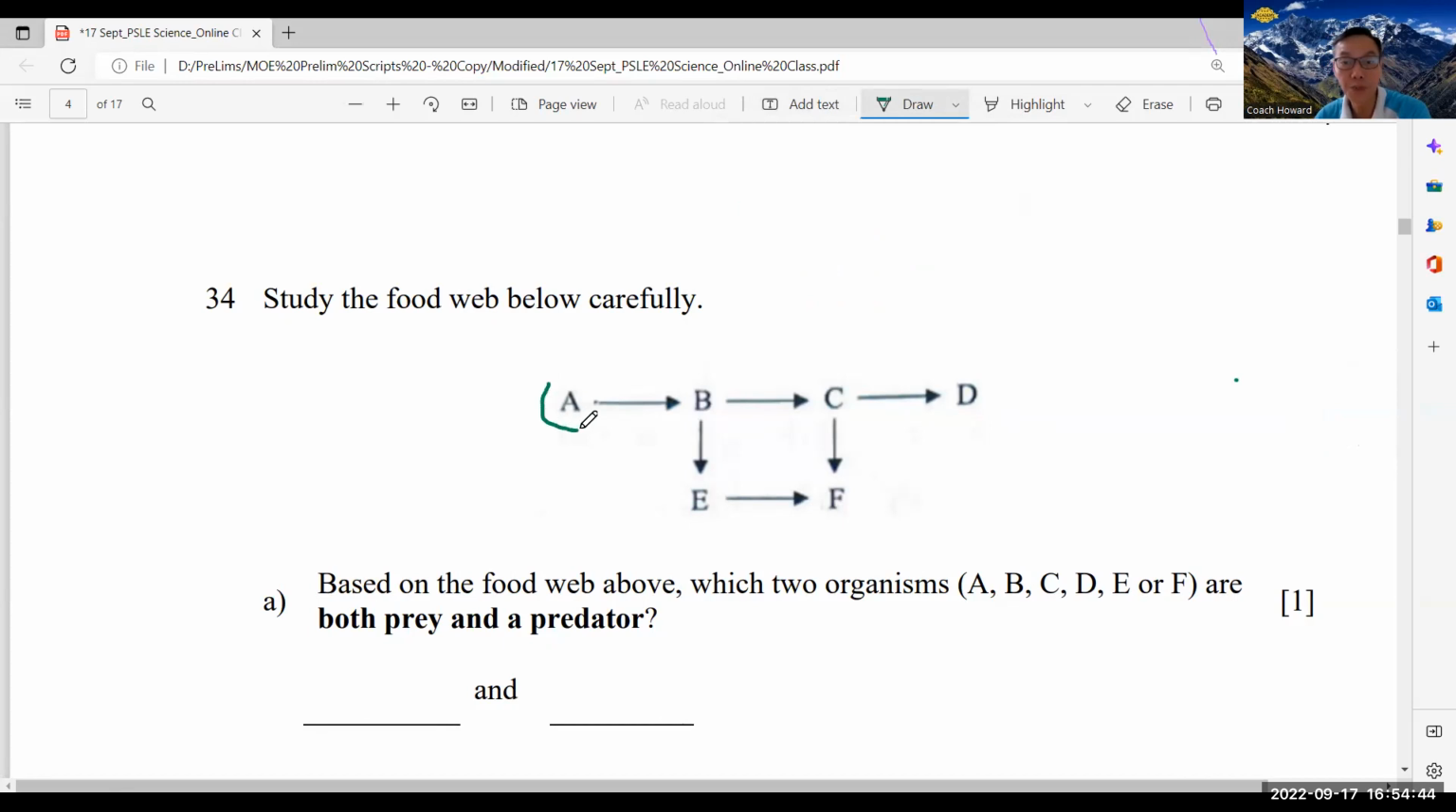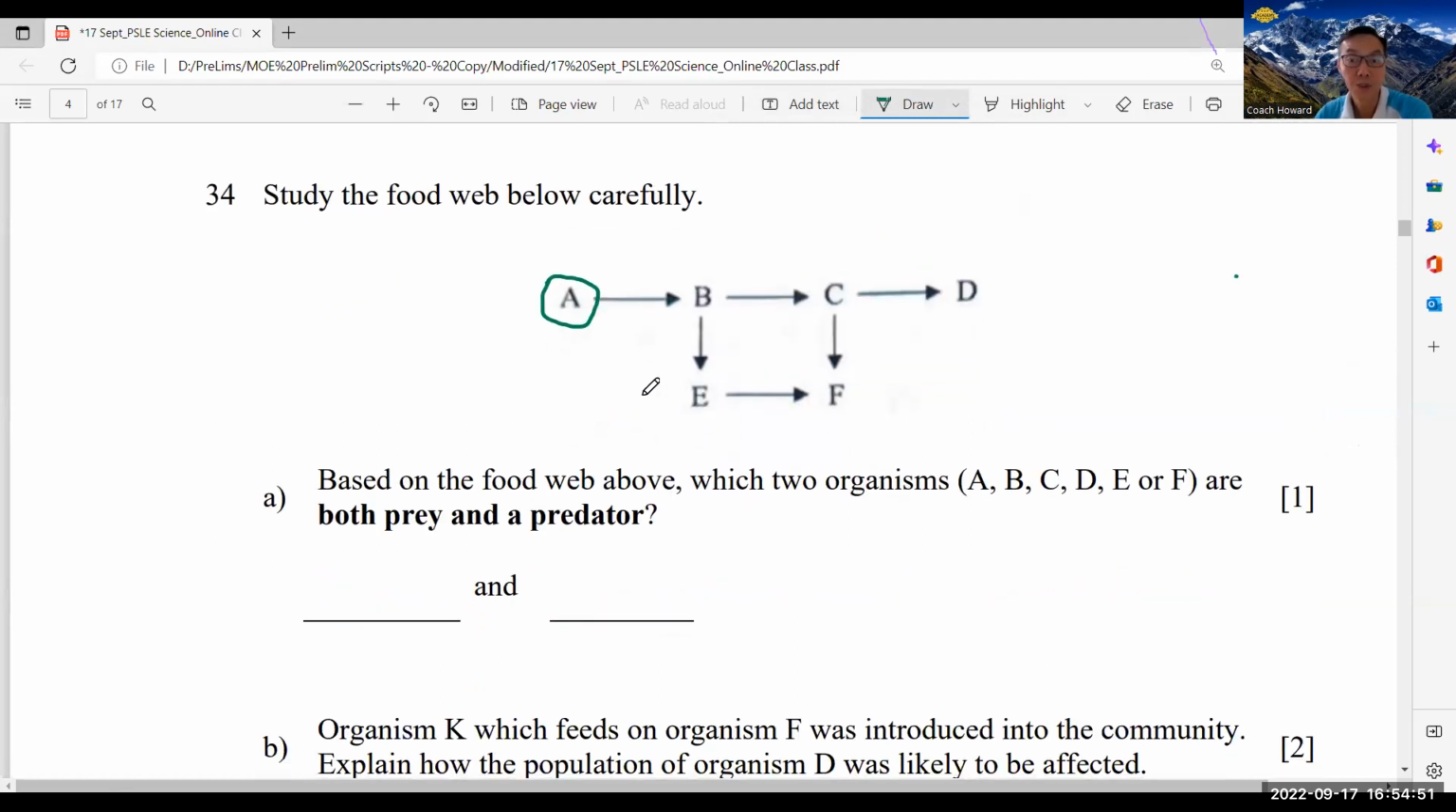So you annotate this one. This is a producer. By annotating it green, it signifies it's a plant. So they say, based on the food web above, which two organisms are both prey and predator? In order to qualify as a predator, the organism cannot be a herbivore. For example, a cow that eats grass or any plant cannot be called a predator. Predator means that it must eat another animal. Then it's called a predator. So you take note of that.